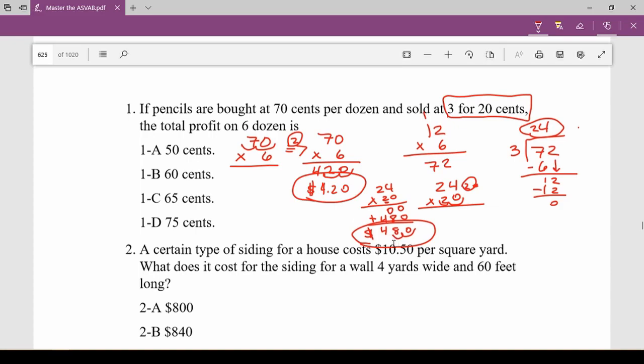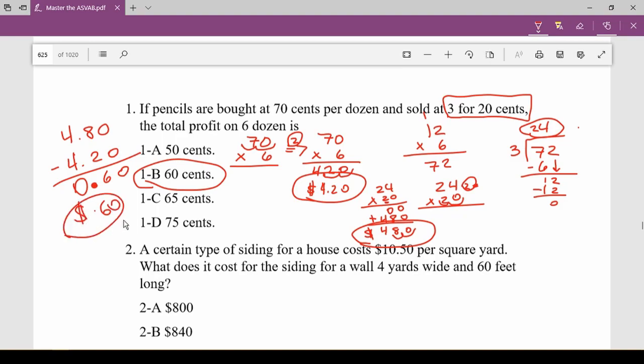As you can see, there's a 60 cent difference between 480 and 420. And if you need me to, I can work that out to the side. 480, that's what we profited, minus our cost, 420. 0 minus 0 is 0. 8 minus 2 is 6. Bring down your decimal. 4 minus 4 is 0. Again, this is just 60 cents. Okay.